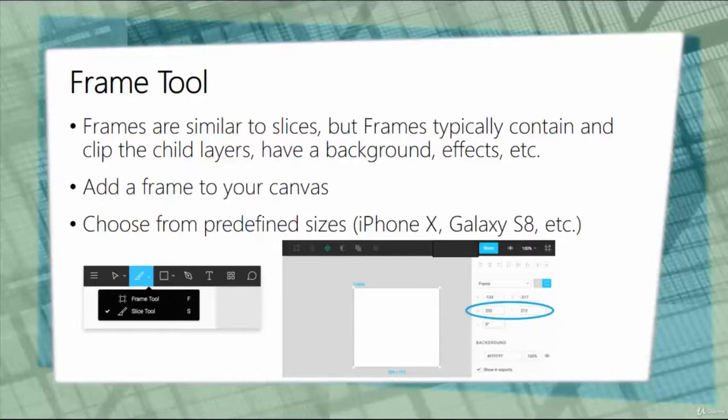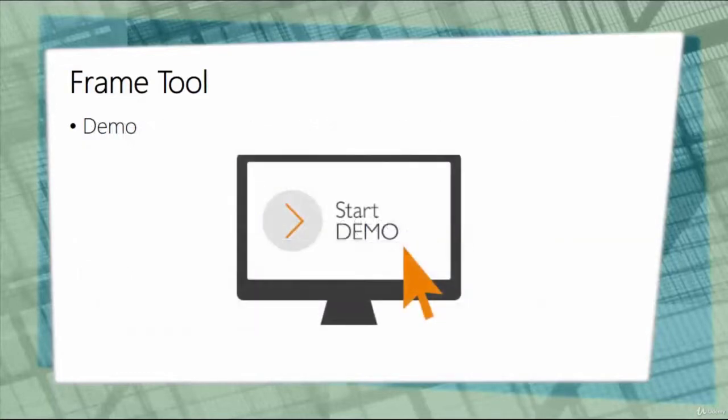If you choose to use pre-existing frames such as iPhone 10, Galaxy S8, desktop, iPad mini, and so on, you could simply select those as well. That gives you a predefined frame for the app that you're designing for a specific platform or phone. Let's take a look at a demo of what slice and frames are. Let me jump right in and give you some hands-on application of how the frame tool works and how we work with slice as well.